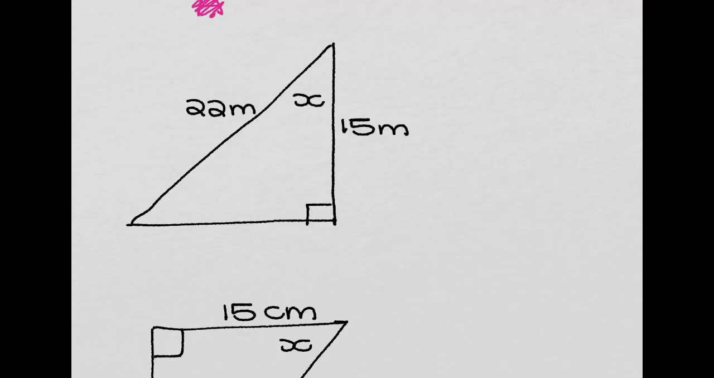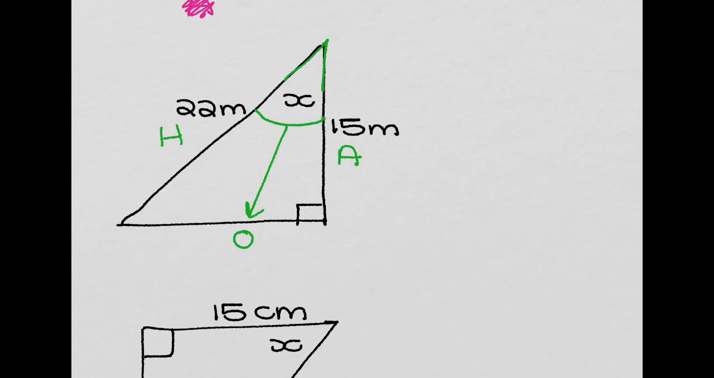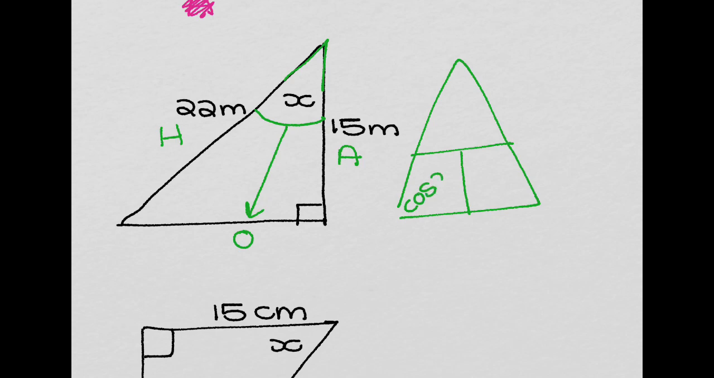So there is the angle I'm looking for. If I look opposite to it, that's my O, my hypotenuse, and my adjacent. This is a cosy cos question. So I'm going to draw my trig triangle. We've decided it's a cosy cos question, and cos is adjacent over hypotenuse. My adjacent is 15 and my hypotenuse is 22.